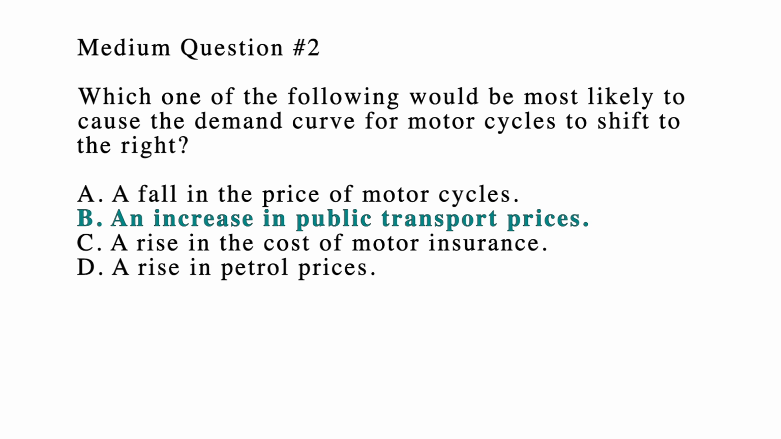So the reason why B is the best answer is because public transport is going to be a substitute for motorcycles. So that's going to be one of the reasons why it would increase the demand. A rise in the cost of motor insurance is not going to do it because, again, that would, if anything, be an input. That also would be something that would discourage people from buying motorcycles. And a rise in the price of petrol, that would be a complement good. So that also wouldn't do it. I think a lot of people would have chosen option A.